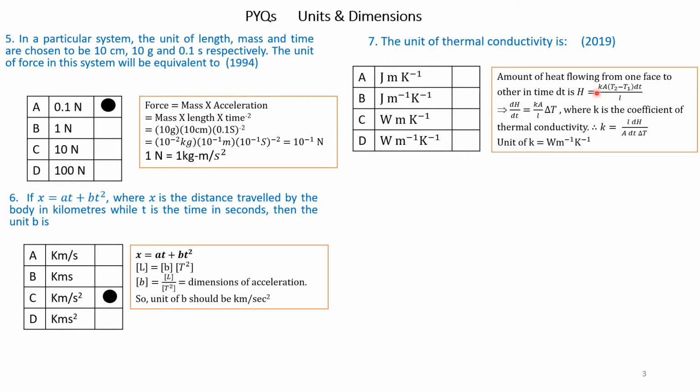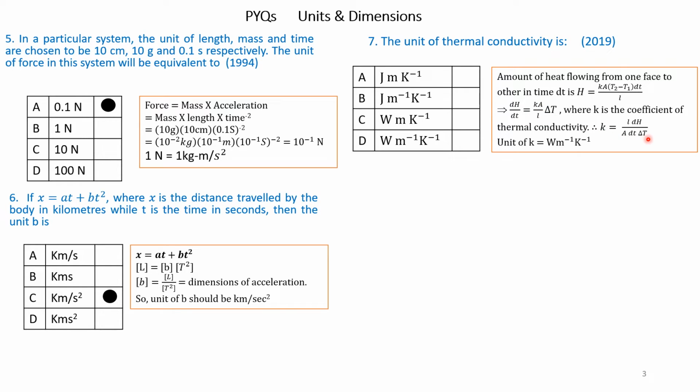The amount of heat is given by the formula H is equal to KA into (T2 minus T1) divided by L, into dt. That is, T2 minus T1 is the change in temperature, and small t is time. So, taking differential, dH by dt is equal to KA by L, a constant, into (T2 minus T1), that is delta T, the change in temperature, where K is the coefficient of thermal conductivity. Therefore, rearranging, K is given by L into dH by dt divided by A into delta T.